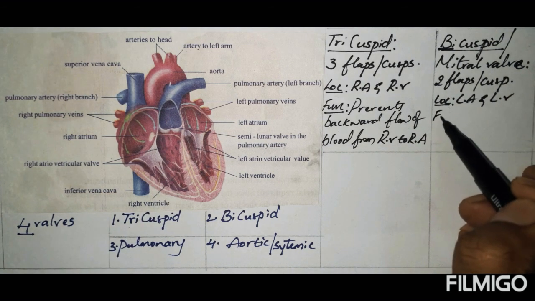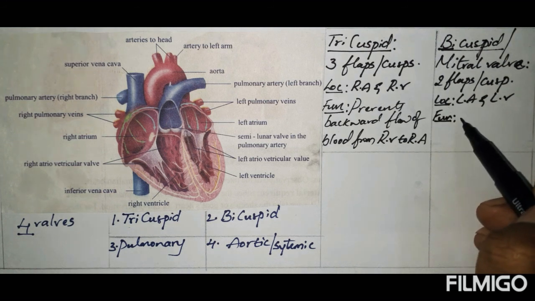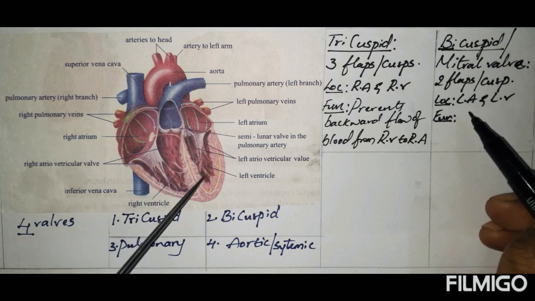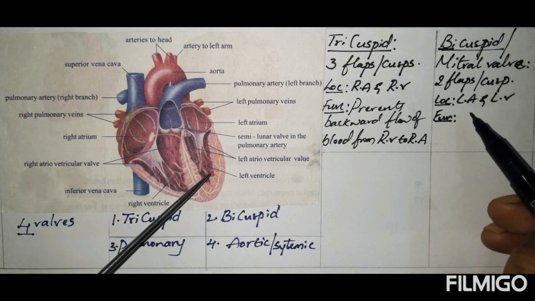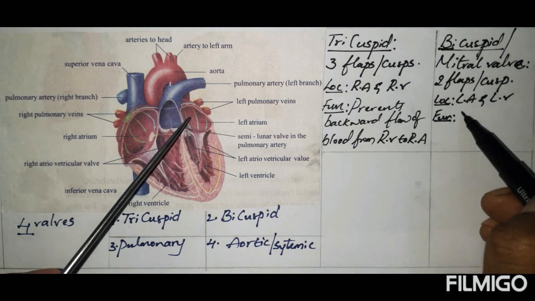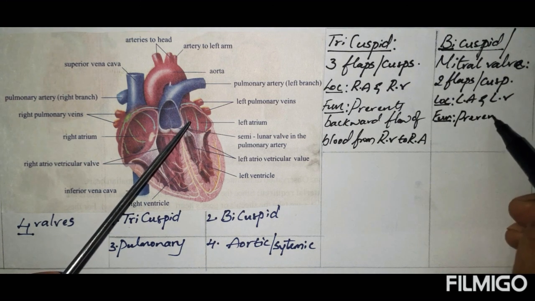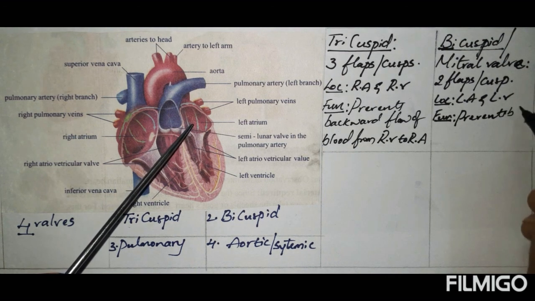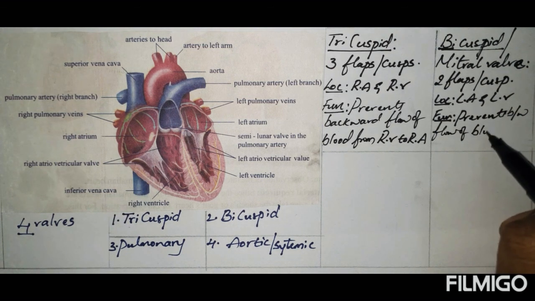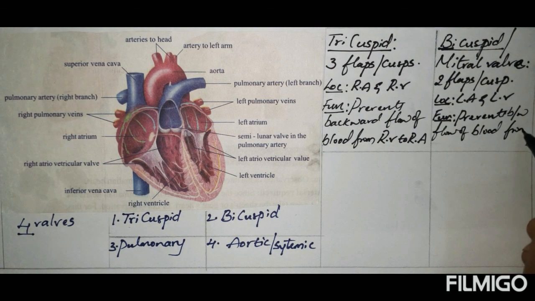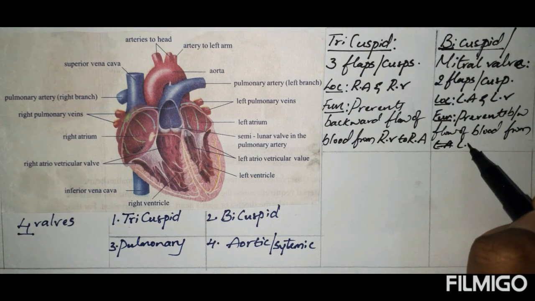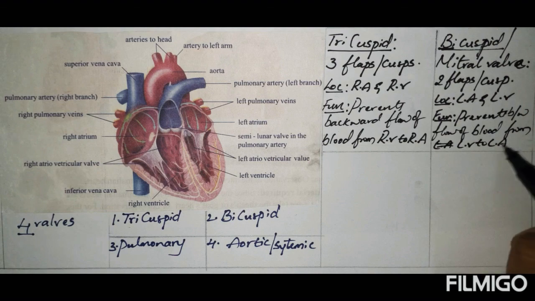Coming to the function. The function of bicuspid valve is to prevent the backward flow of blood from left ventricle into left auricle. It prevents backward flow of blood from left ventricle to left auricle.